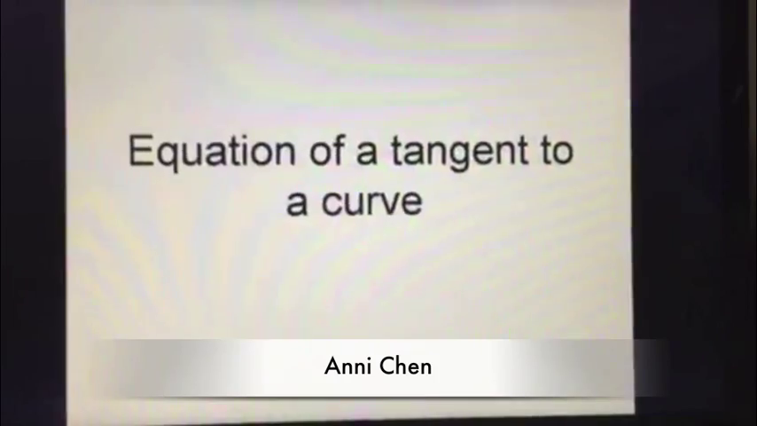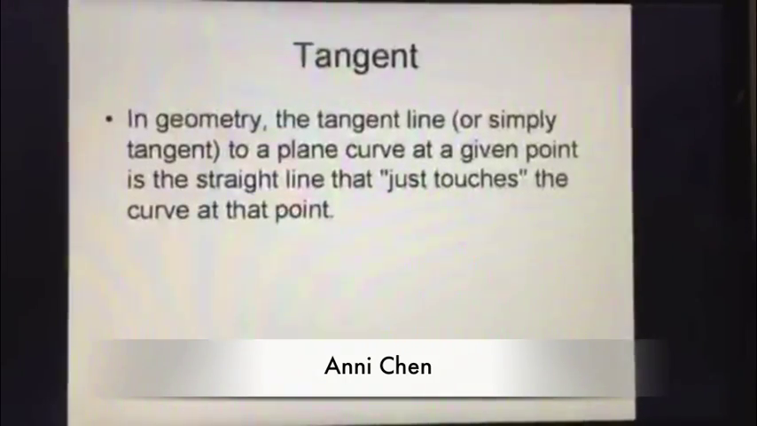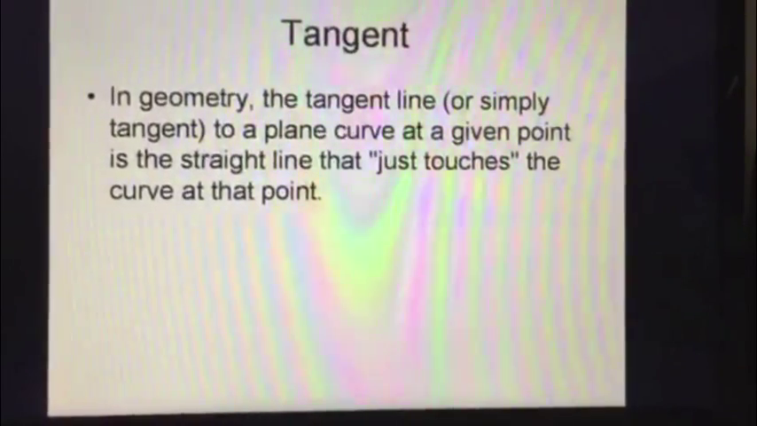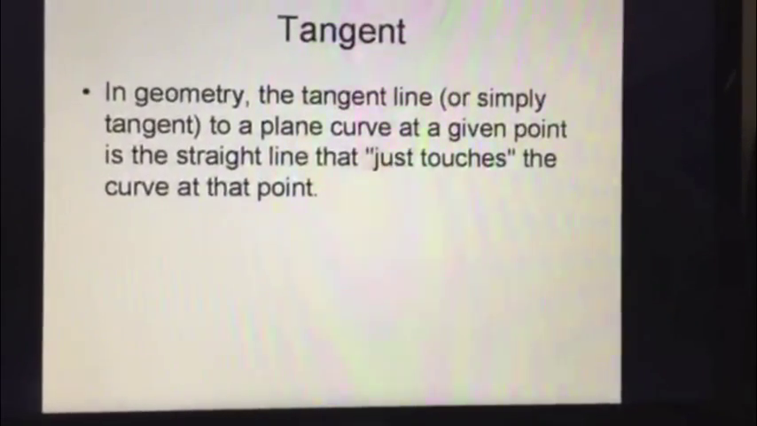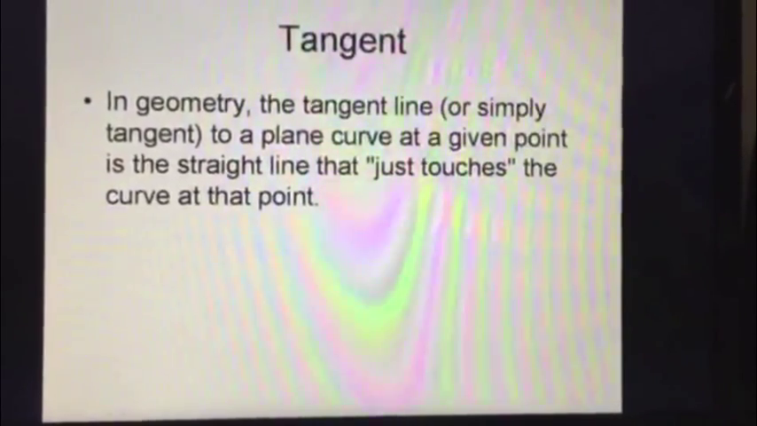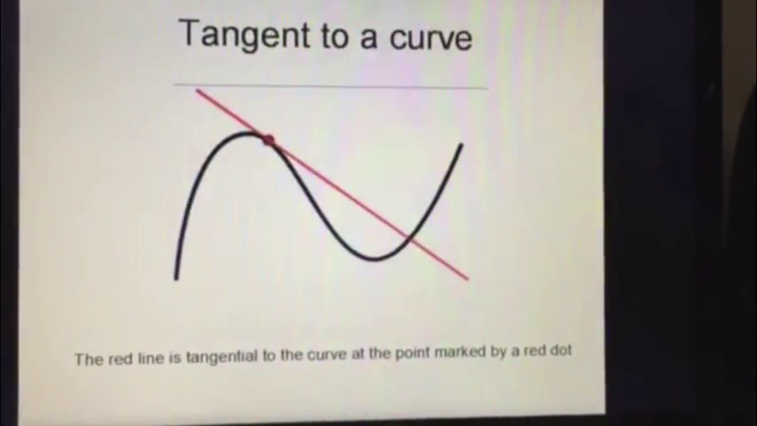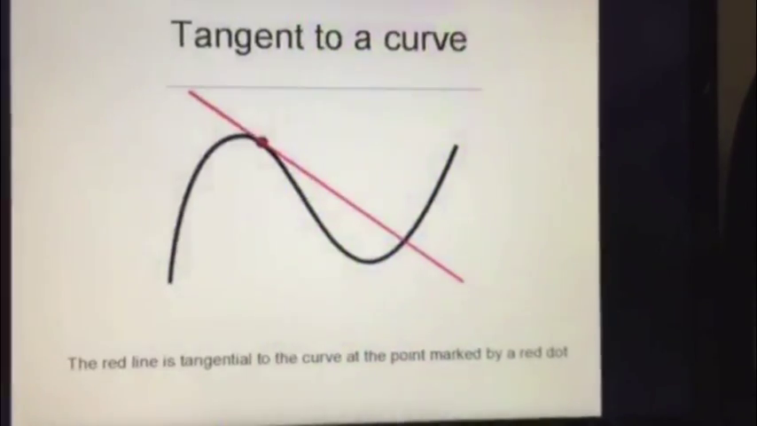Our topic is equation of a tangent to a curve. In geometry, the tangent line, or simply tangent, to a plane curve at a given point is a straight line that just touches the curve at that point. From this diagram, we can see the red line is tangential to the curve at the point marked by a red dot.